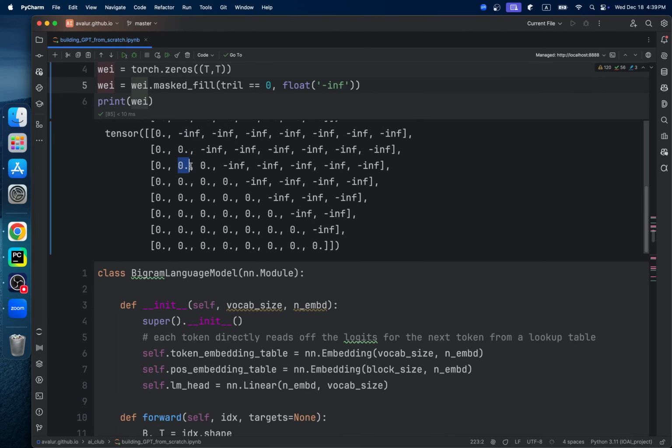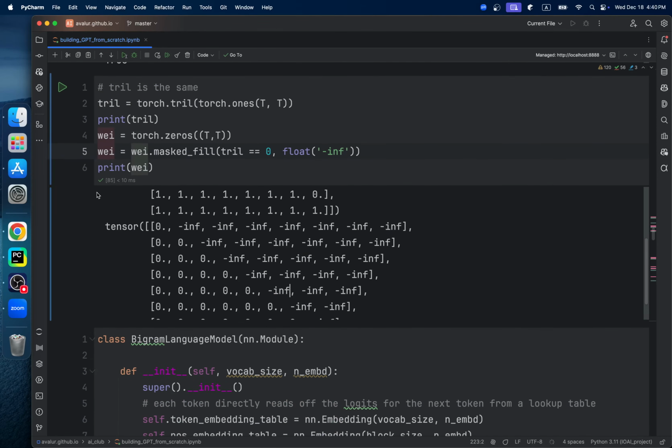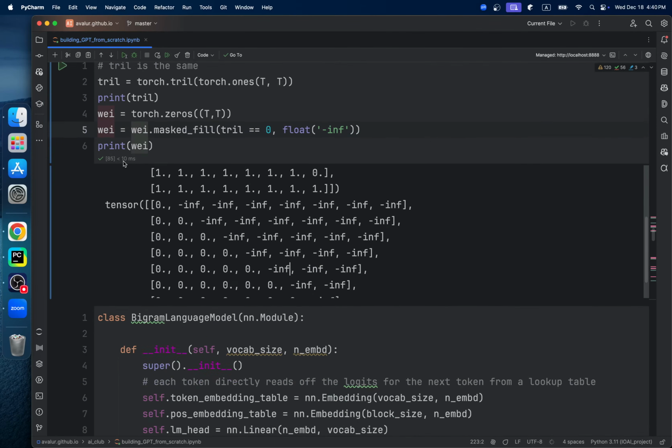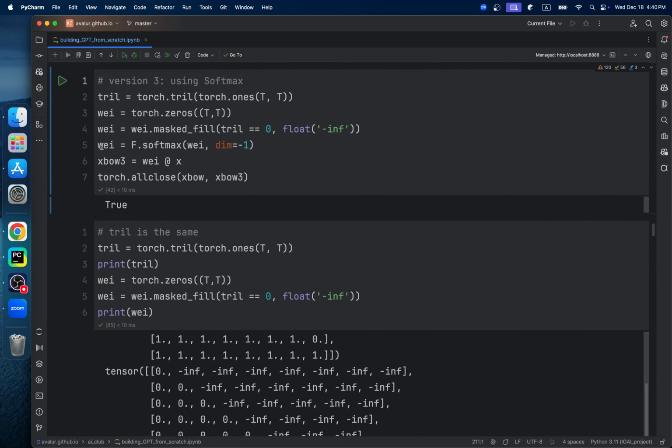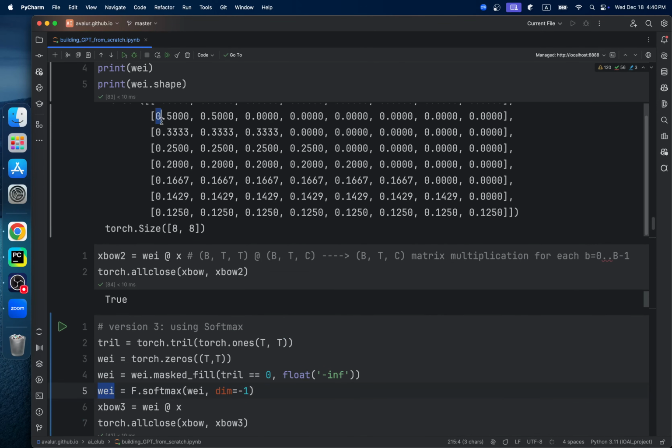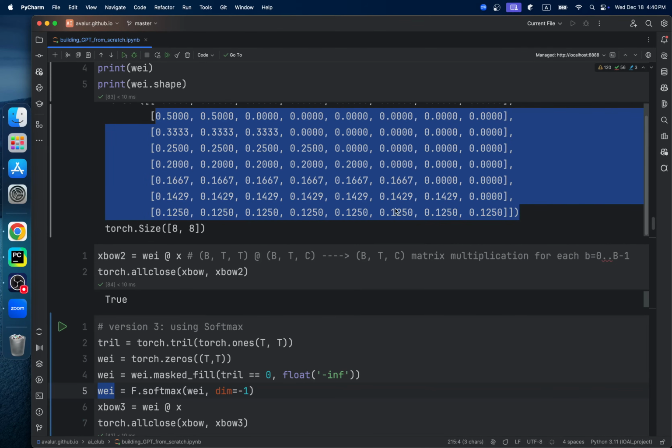Of course the exponent of 0 is 1, the exponent of minus infinity is 0. That's why we divide the first row by 1, the second row by 2, because it's the sum of 2 ones, then the third row by 3, and so on. So the result of softmax for this matrix will be exactly this matrix, with the specified weights we want to use.